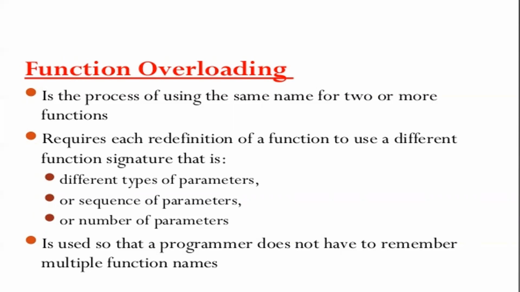I have to give the constant pi. So the definition of the function also changes. So we have different types of parameters. The sequence of parameters might be different and the number of parameters also have to be different. The question arises, why are we using overloading? It is because you need not remember multiple names of the function which is doing the same work. So I give them a common name, but I make them do different tasks.